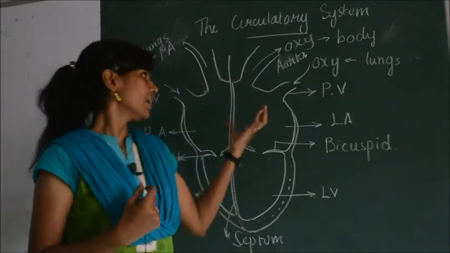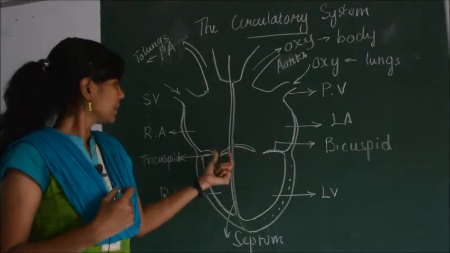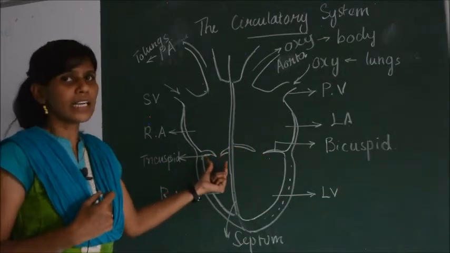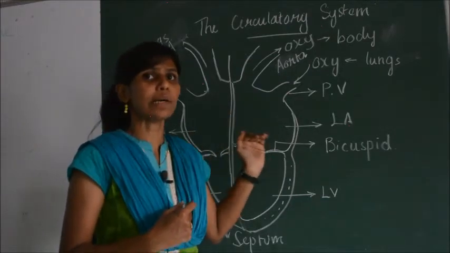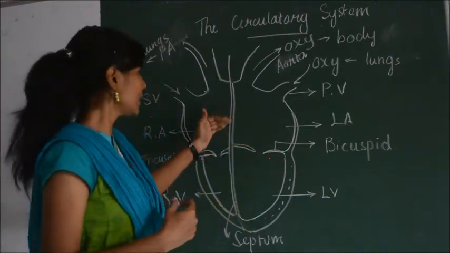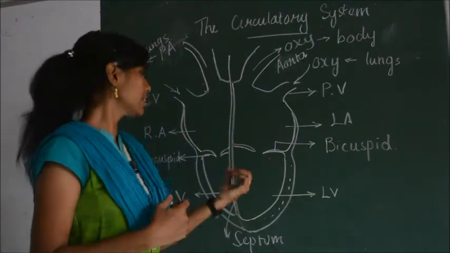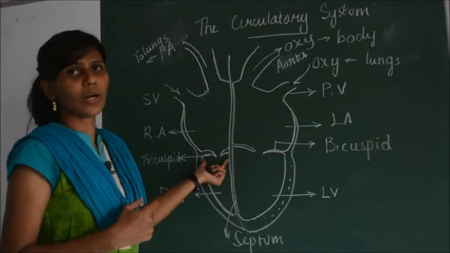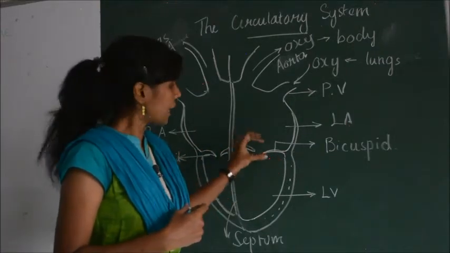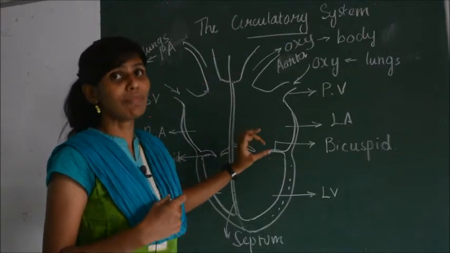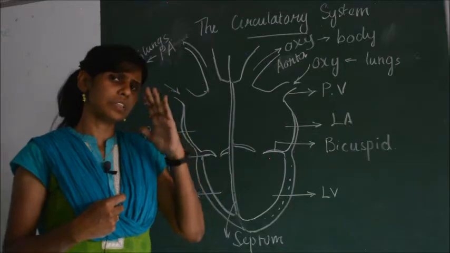Okay, then what else do you have? There are some valves. Can you see? On the right side you have the tricuspid valve. Generally this is called an atrioventricular valve because it is present between the atrium and the ventricle. On the right side it is called the tricuspid valve, and on the left side again you have an atrioventricular valve, and that is called the bicuspid valve. So these all you should be clear about.